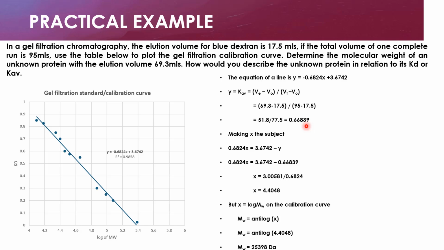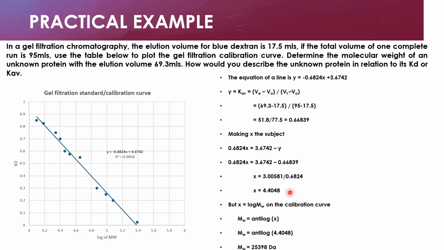So making x the subject from the equation of the line, we will get 0.6824x to be equal to 3.6742 minus y, and if you are to substitute the value of y, which is 0.66839, into the equation, we will get our x to be equal to 3.00581 divided by 0.6824. So our x will be equal to 4.4048.